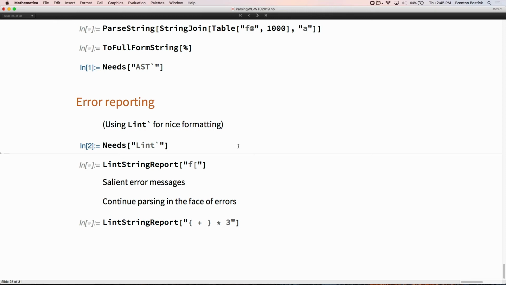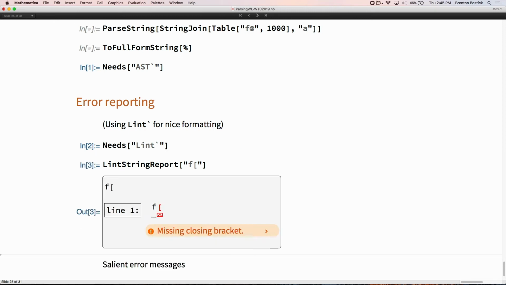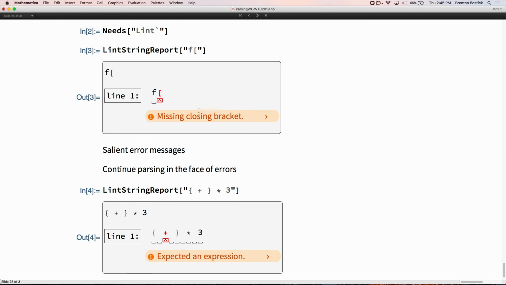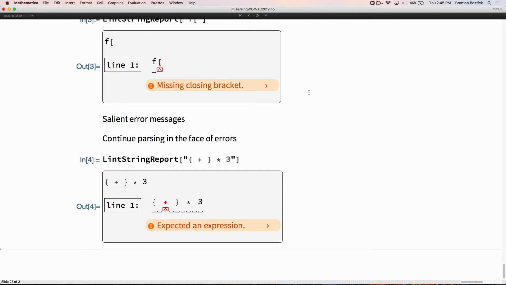So, a little bit of cheating here for good formatting. I'm going to show that we have good error reporting with the linter doing the actual formatting, but the parser is actually doing the heavy lifting. We can see that we get salient error messages depending on what the error is. The second example illustrates that we have good recovery after a parsing error. It continues and tells you that you're still multiplying something by 3, even though it's complete gibberish at that point, but you might want to go back and fix the problem instead of just dead stopping right there where the weird plus was.